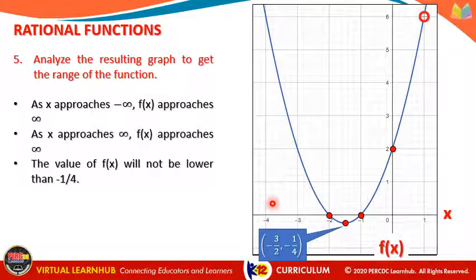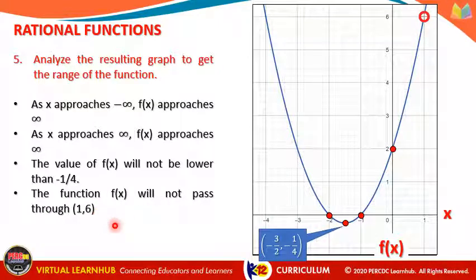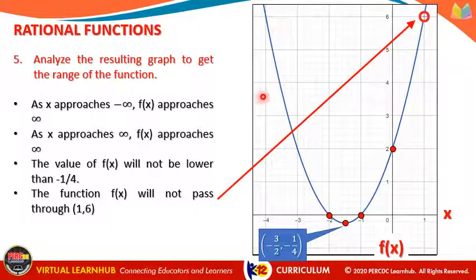And aside from that, the function of f of x will not pass through 1, 6. Kaya nga tayo may hole doon. Kaya lang ganito. Nasanay kasi tayo, porket may hole doon, sasabihin mo na, all real numbers except 6. Well, that's actually wrong in this case. Bakit? Yes. Hindi ka makakakuha ng 6 kung dito ka titingin. Pero ang tanong, base ulit sa graph, may magbibigay ba ng sagot na 6?